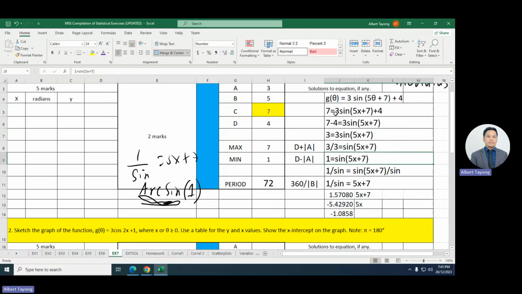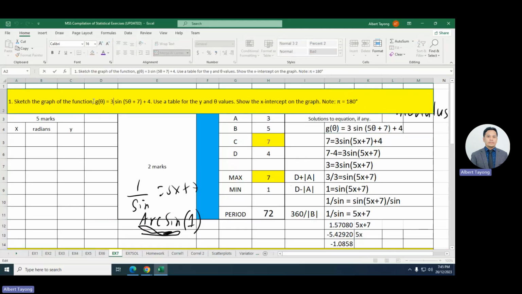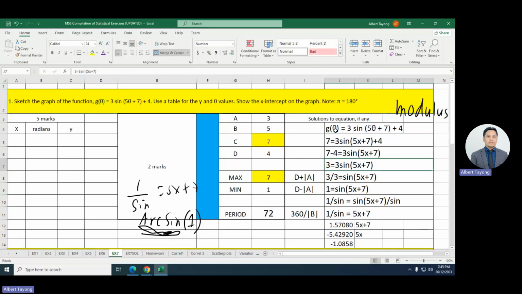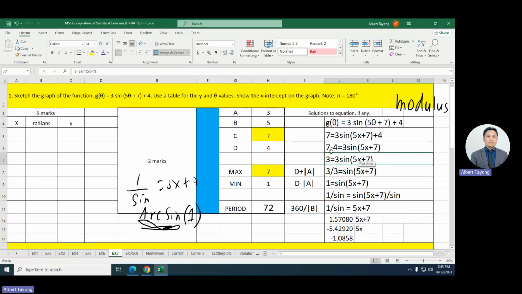Okay, so the first is we change our g theta by the maximum. What is the maximum? 7. So 7 equals 3 sine 5 theta plus 7 plus 4. From where did we get this? From the question here. So we change g theta to 7, then transfer plus 4. What will happen? Minus. What is 7 minus 4? 3 equals 3 sine times 5x plus 7.